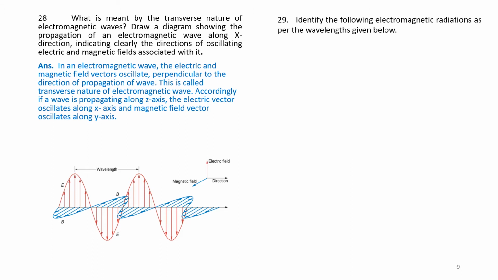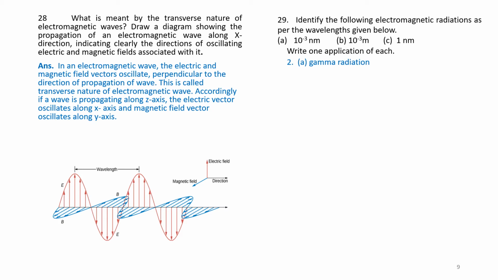Question number 29. Identify the following electromagnetic radiations as per the wavelengths given below. There are three wavelengths given: A, 10 to the power of minus 3 nanometers; B, 10 to the power of minus 3 meters; and C, 1 nanometer. Write one application each. This is the question. Answer.